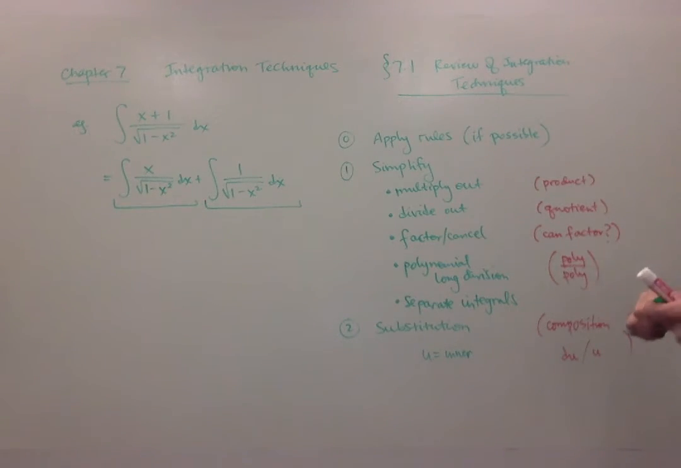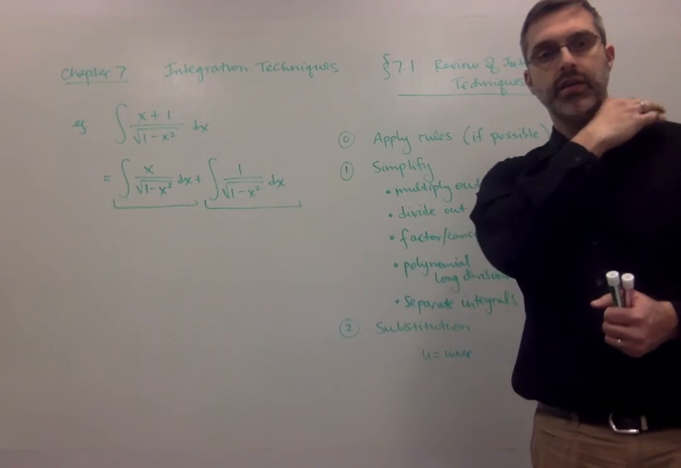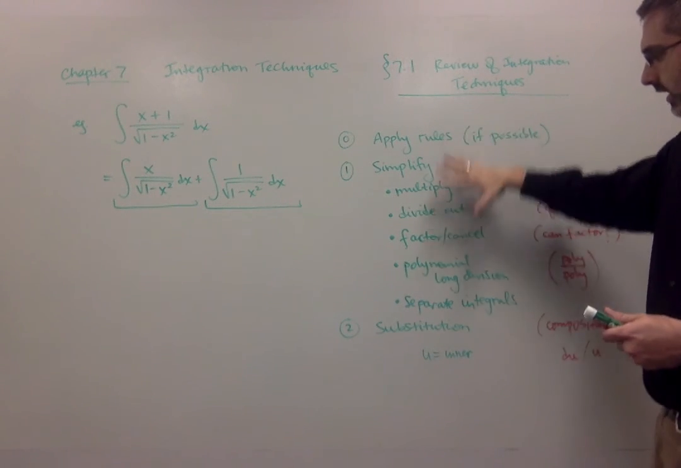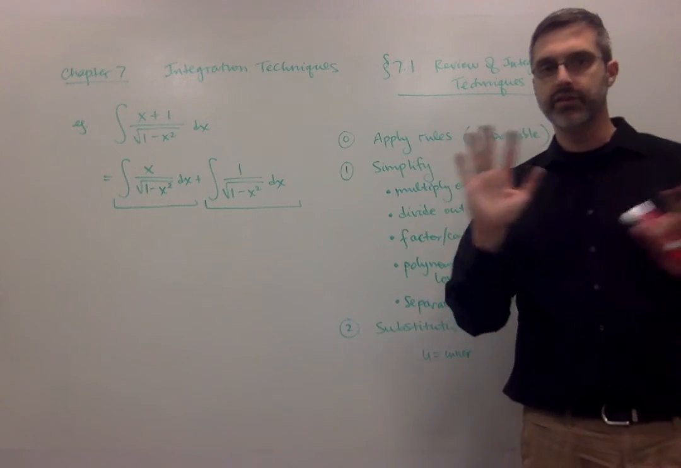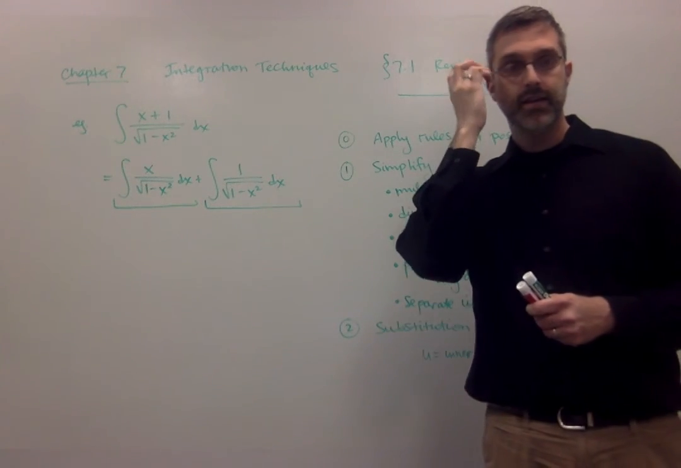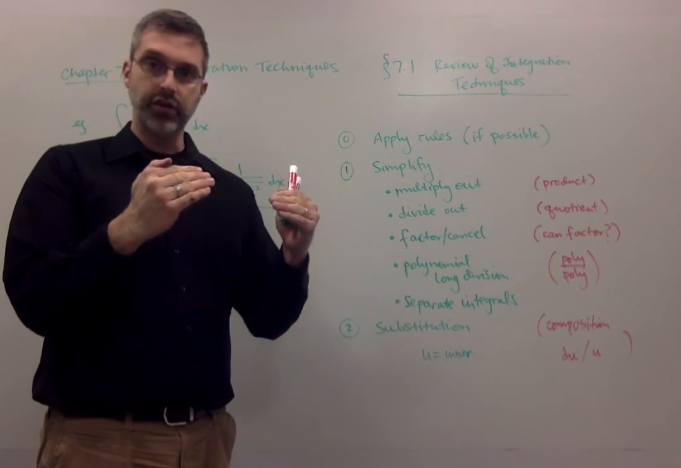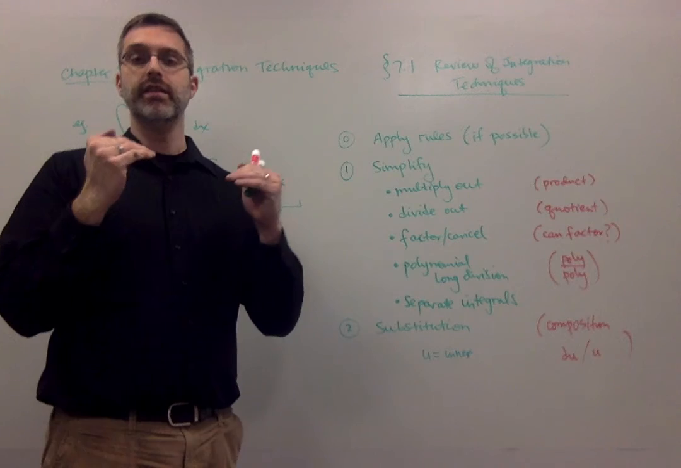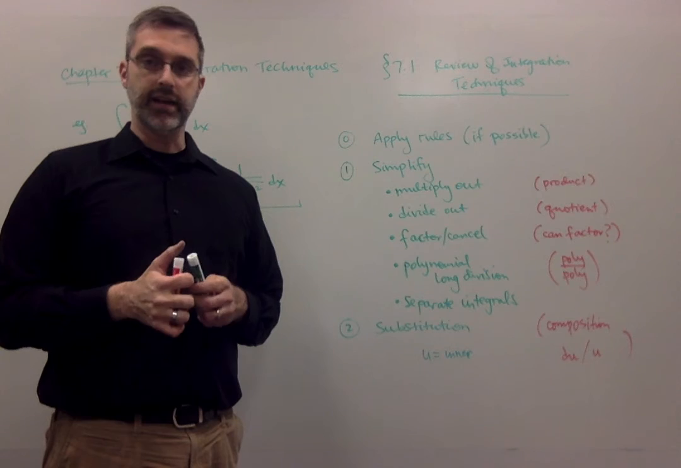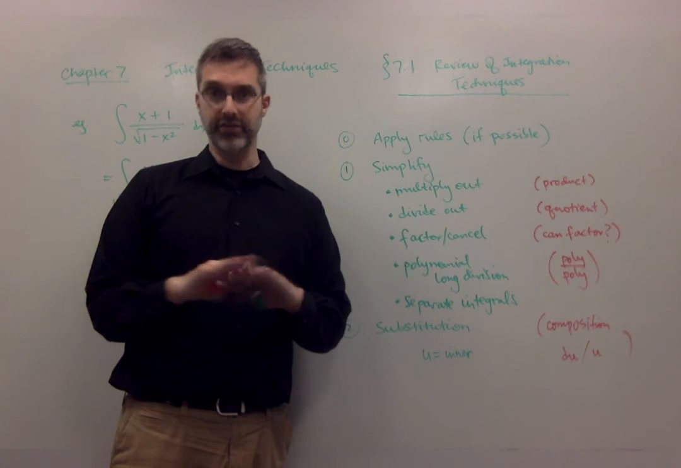Okay? So the problems that are assigned from section 7.1 that are due after spring break are just applying this. You're just going to be given several different integrals, and you have to think through what's the best step to take. Do I have a rule for it? If I don't, is there a way to simplify it? If there isn't, do I see a substitution? Do I see a composition or a natural du in there? So that's it for the lecture for this.